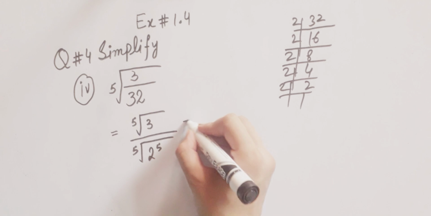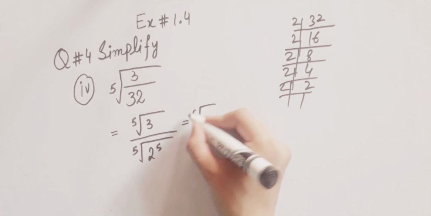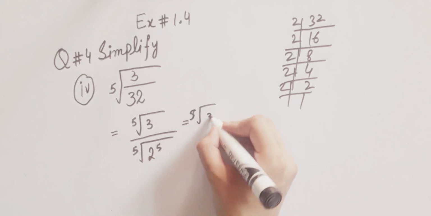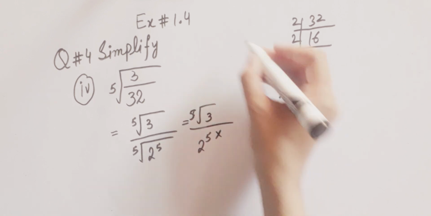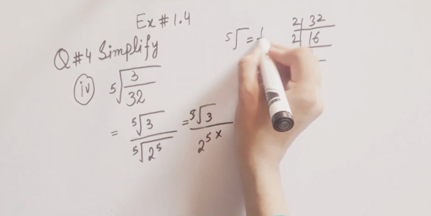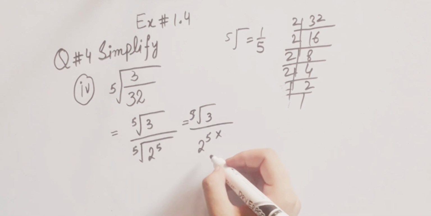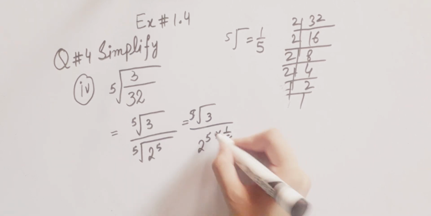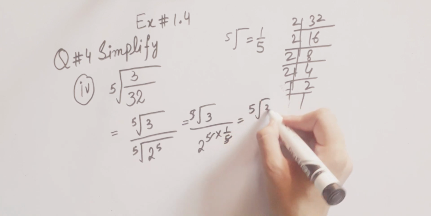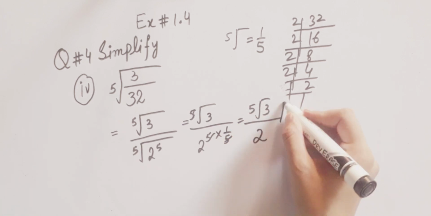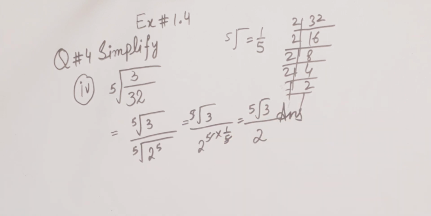2 power 5. We have split this. Then the fifth root of 3 by 2 power 5. The fifth root is equal to 1 by 5. We know this, so we will apply this here. 5 will be cancelled by this and we have the fifth root of 3 over 2. This is the answer of this question.